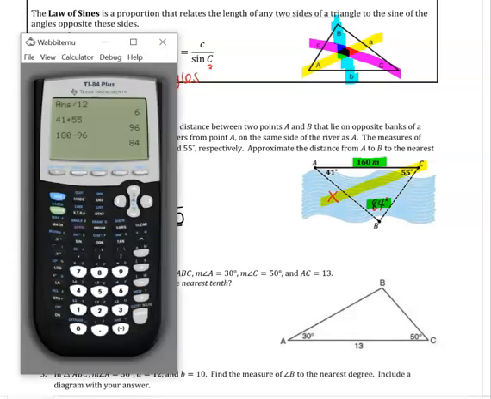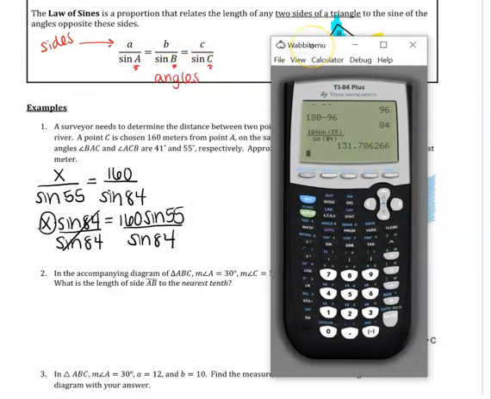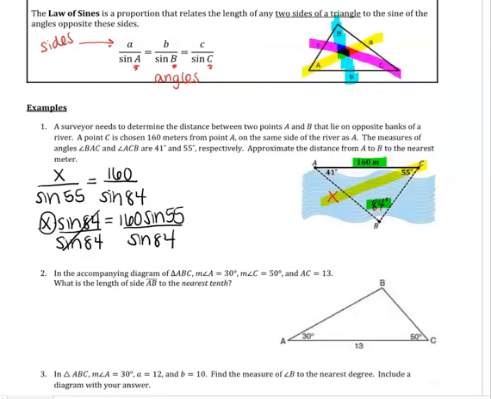All right, and then here's where we go to our calculator. Now, chances are you guys are going to use alpha y equals. I feel like you love doing it this way, so I'll do it as well. I'm going to type in 160 sine of 55. And then in the bottom, I have the sine of 84. So what did it say? To the nearest meter, so my final answer is 132.